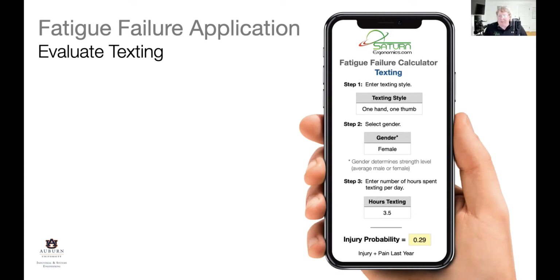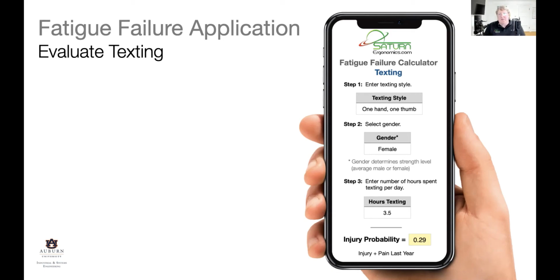That's yellow. And I believe I set this one to where it was 0.2. I'm sorry, 0.25. It turned from green to yellow. And then at 0.5, it turned red. But anyway, it gives you a way to quantitatively assess texting exposure based on hours texting.